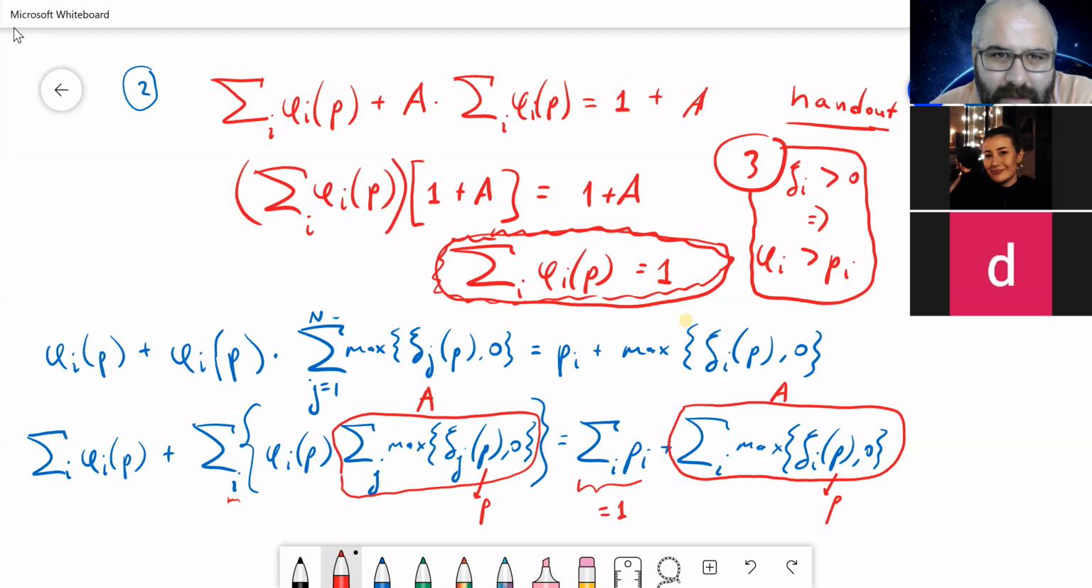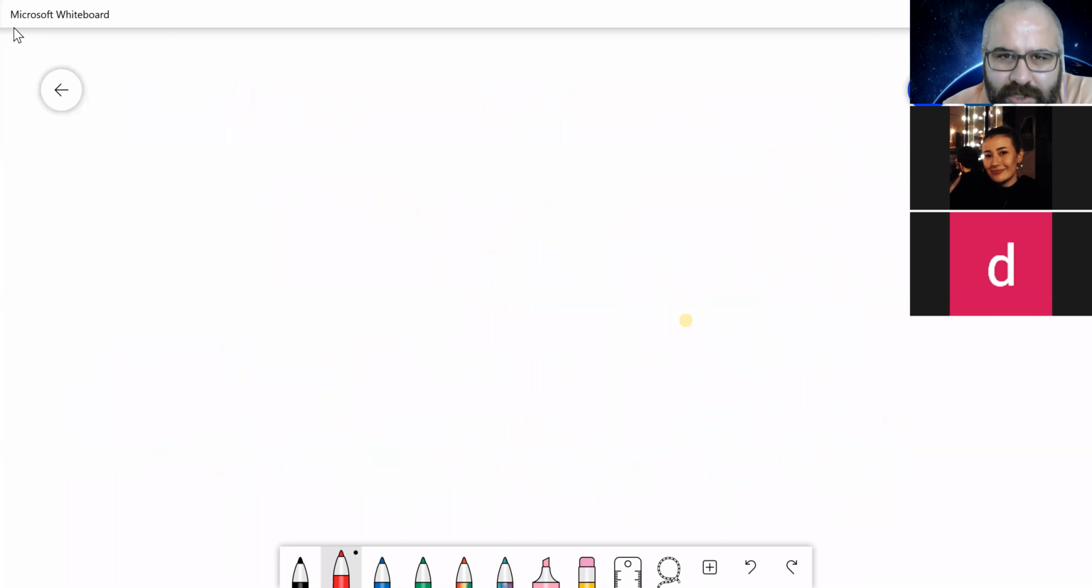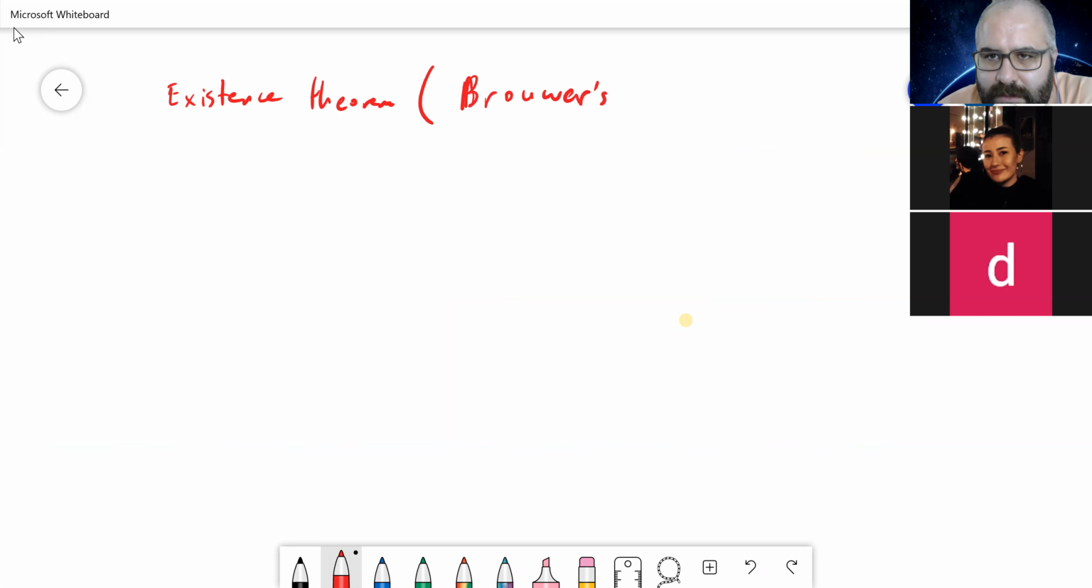Okay, all right. So then let me go back to another issue, which is the existence theorem. Now here, we're going to build on Brouwer's fixed point theorem. Basically, the idea is this. Now, the set S, remember the definition of it.